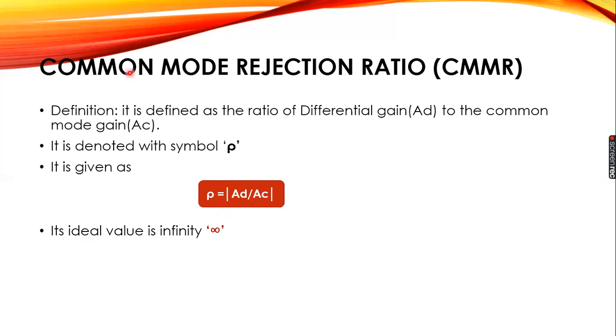If CMRR is infinity, then an operational or a differential amplifier will give good output. So this shows all the introduction to differential amplifier.